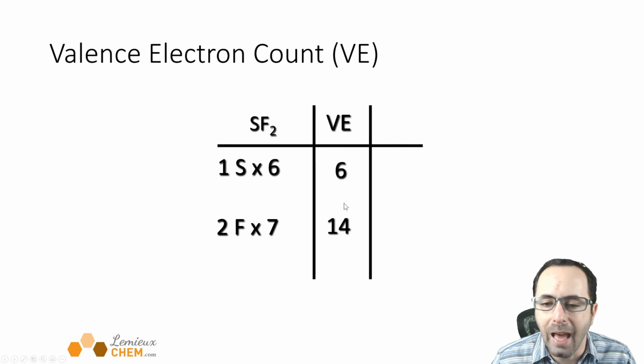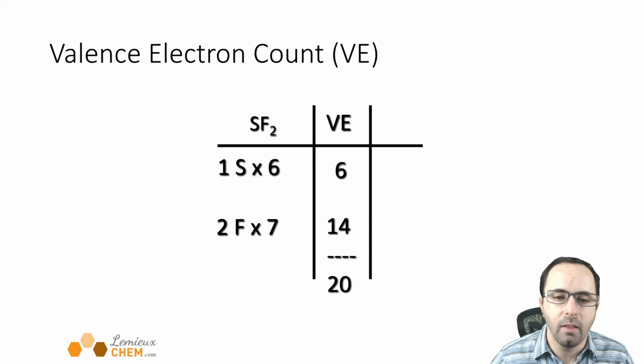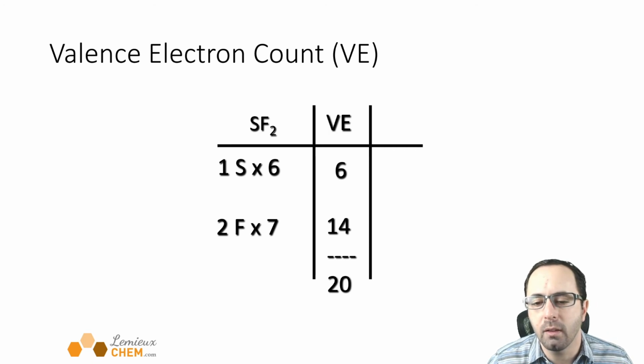At this point, we add up all of our valence electrons all together. So we have 6 plus 14, that adds up to 20. So we've got 20 total valence electrons. That is the first step, to count the valence electrons.